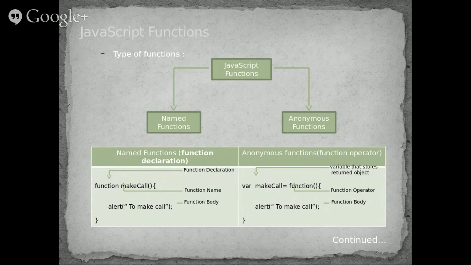A named function will start with the function keyword and follow with the function name. This is known as a function declaration. In the case of an anonymous function, this is not a name, this is just a variable, and we are just assigning a function to this variable. We will check one example and understand the difference between these two.